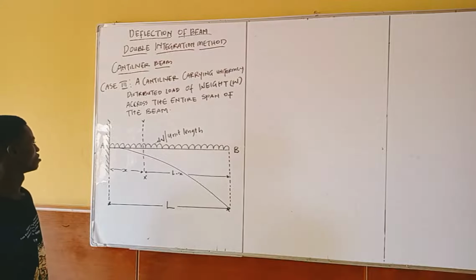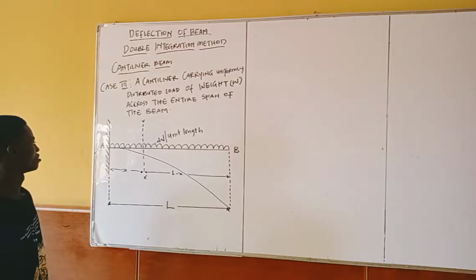So now my C1, the first constant of integration, is obtained at the fixed end. My first constant of integration is obtained at this point here, which is the fixed point of the cantilever beam, where my section x is equal to 0. My y is also equal to 0. So now my x is equal to 0, my y equal to 0, and my dy/dx is equal to 0.